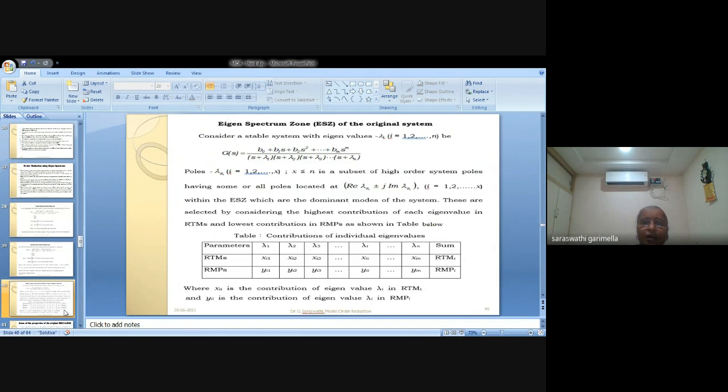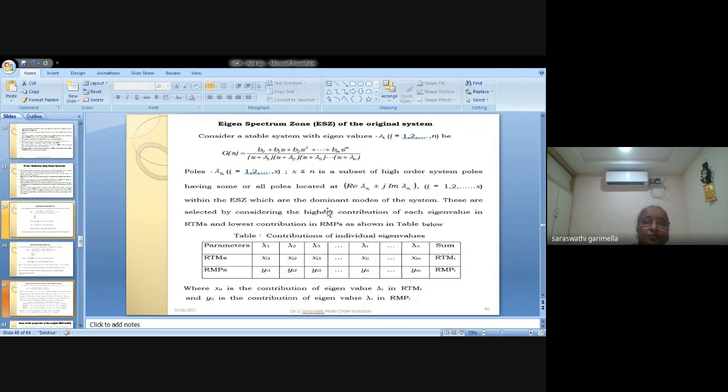And how I am calculating RTMs and RMPs, those formulas I gave. So here the poles are i equal to 1 to x, a subset of the higher order system. Generally we represent with proper mathematical language, so that's what is given. So you may have real and imaginary like this, or only real like this, and within the eigenspectrum.